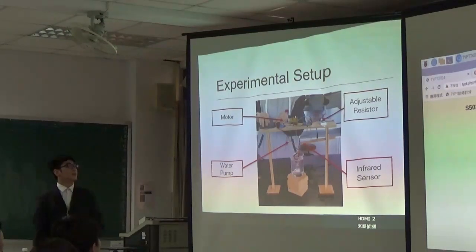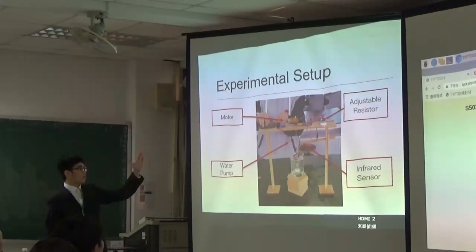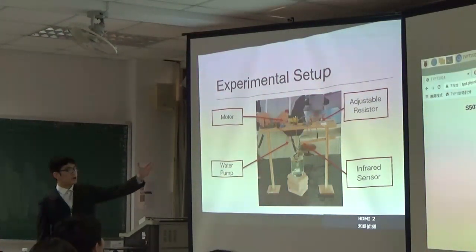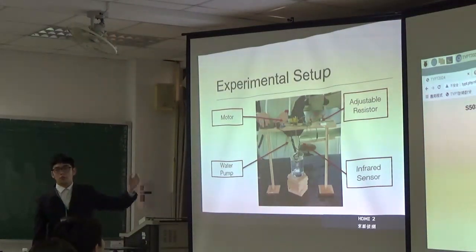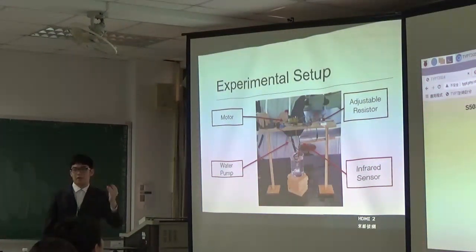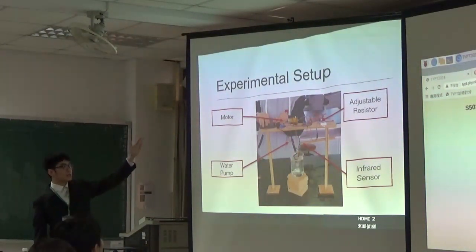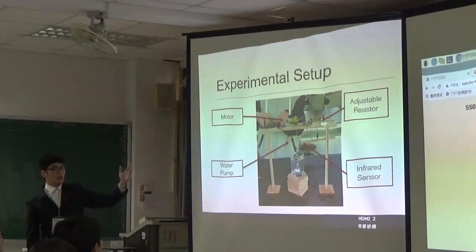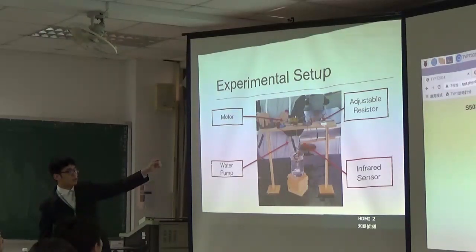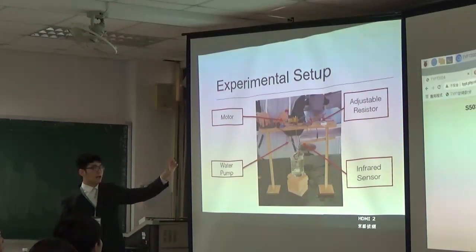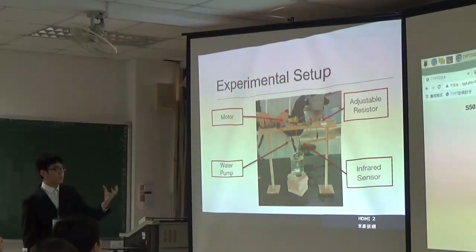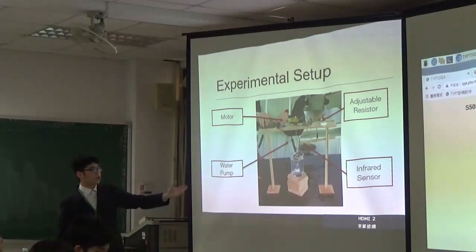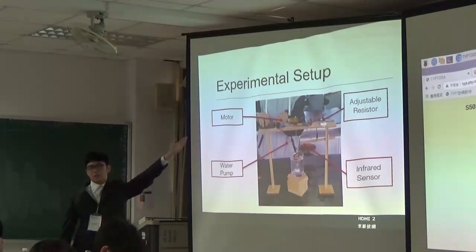And this is the experimental setup. I use a motor to control the water pump. And here is an adjustable resistor, which can control the resistance of the electric current and then control the rotating speed. And here is an infrared sensor, which can emit infrared rays onto the water pump and then calculate the rotation speed. The rotating speed will be shown here, on a screen.